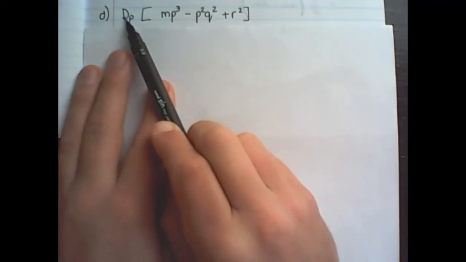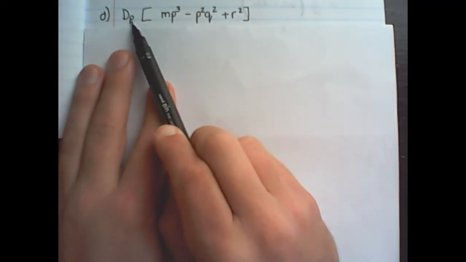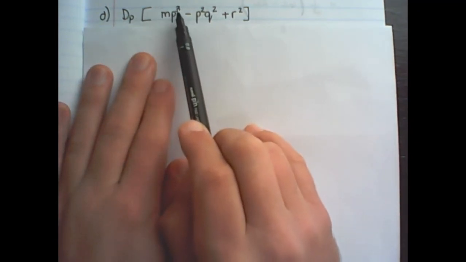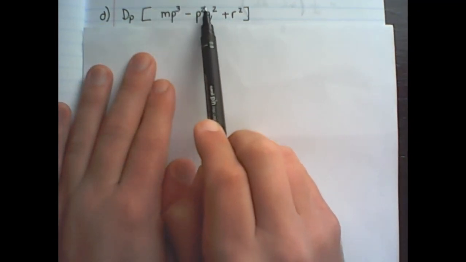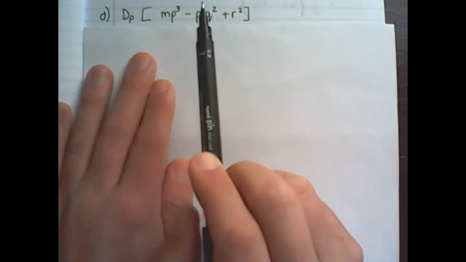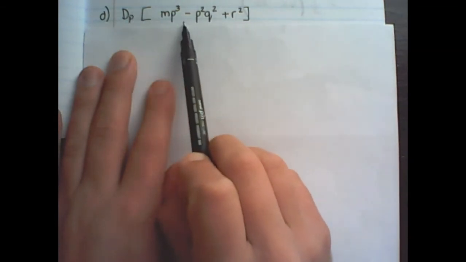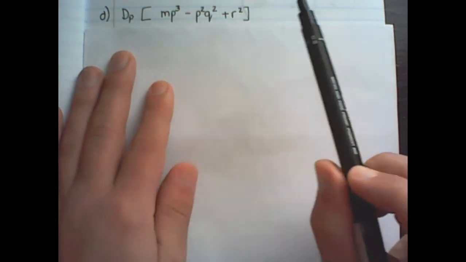Now we want to differentiate towards p, where the expression is mp³ − p²q² + r². So I'm going to apply the rule of differentiation on p only.